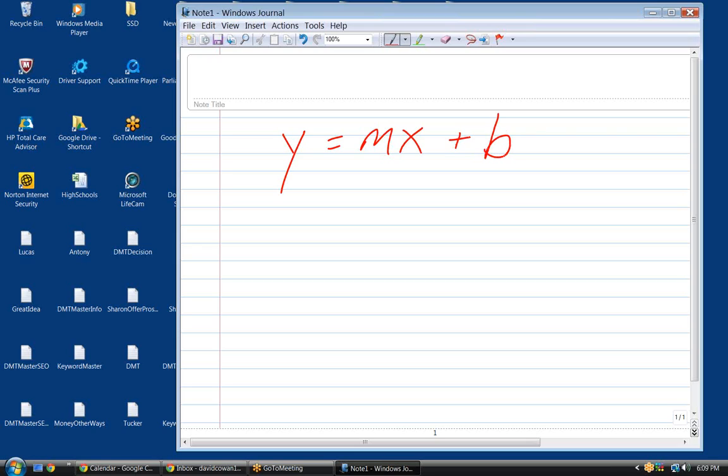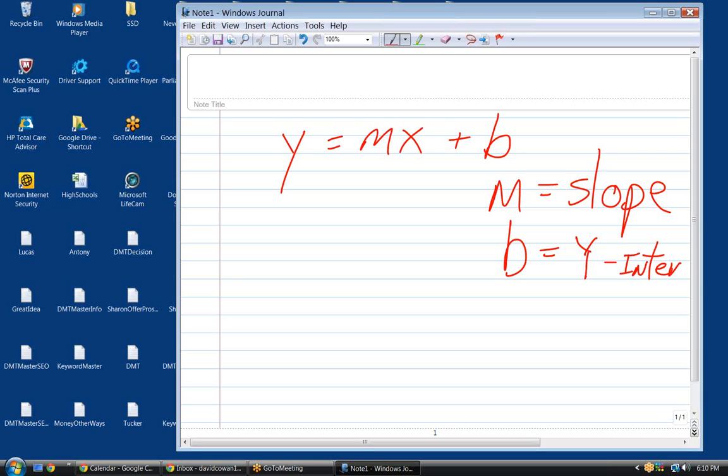Remember that because you're going to be using it a lot. That is the standard format of a line. Where m is what? M is your slope. And b is what? Y-intercept. That's why it's called slope-intercept form, because we have a slope and we have a y-intercept.